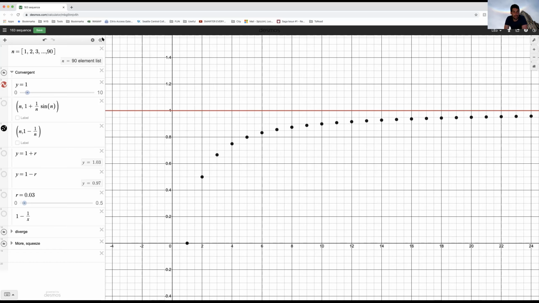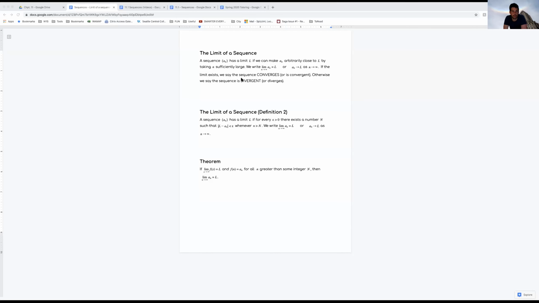So let's go back to our definition. This first definition, the limit of a sequence. The book has two definitions. We'll talk about the other one in a second, but let's go through this one. A sequence a sub n has a limit L if we can make a sub n arbitrarily close to L by taking n sufficiently large. We write the limit as n goes to infinity of a sub n equals L, or we write a sub n goes to L as n goes to infinity.